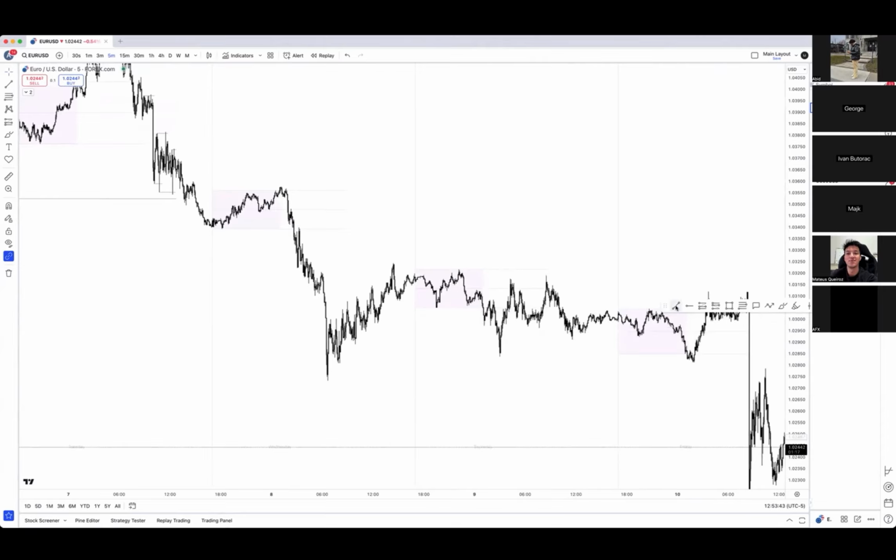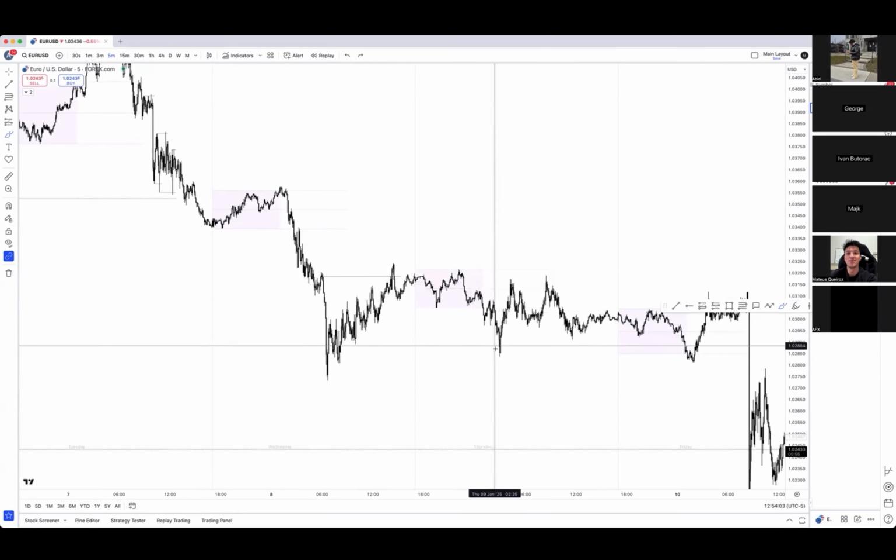Market takes this out. And then you got Asia doing this. Takes out the low, takes out the high. Fortunately, that had to be during Asia.